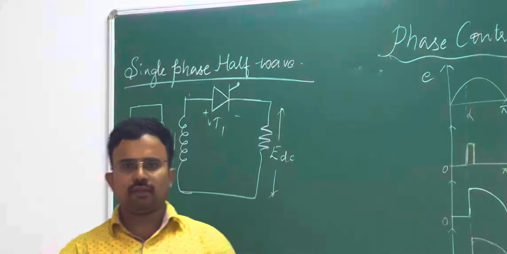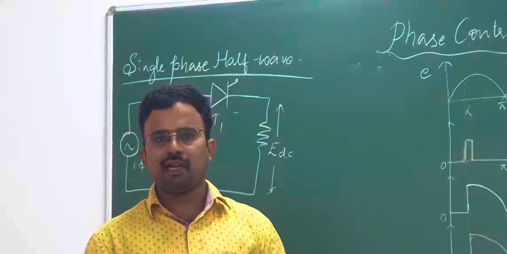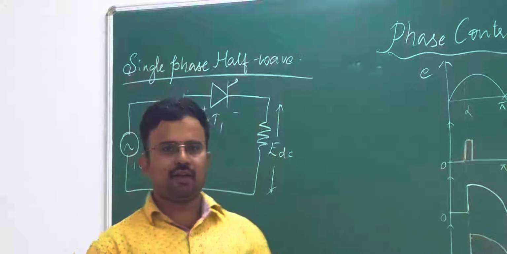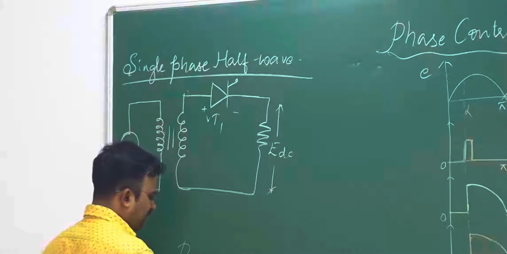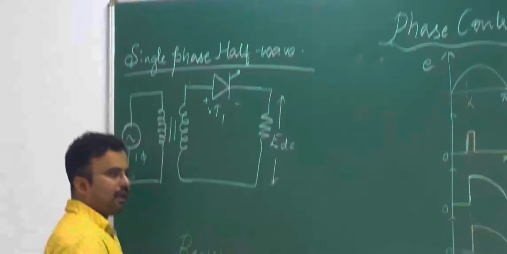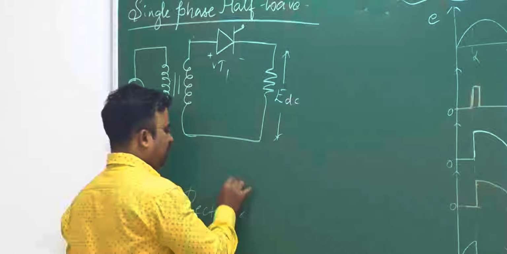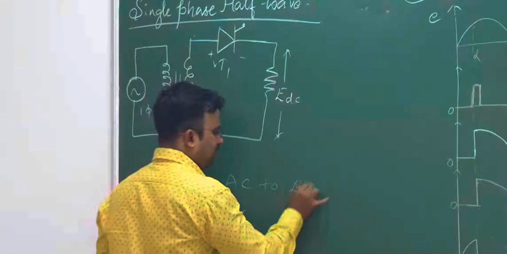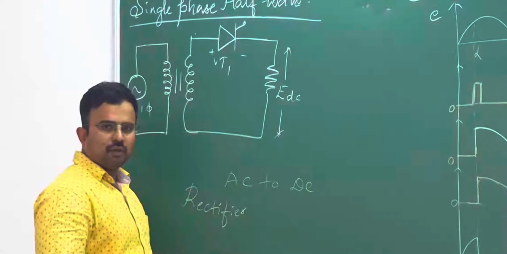Good morning, dear students. In today's class, we discussed a very important topic related to phase controlled rectifiers. Firstly, what do you mean by a rectifier? A rectifier is a method in which the AC voltage is converted to DC voltage.